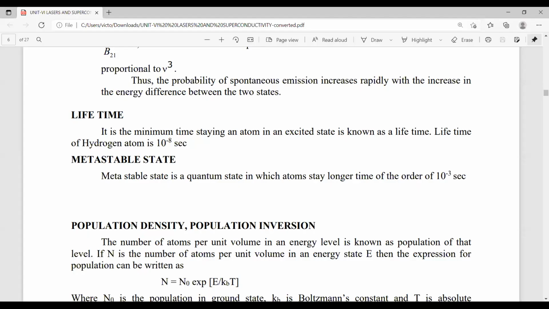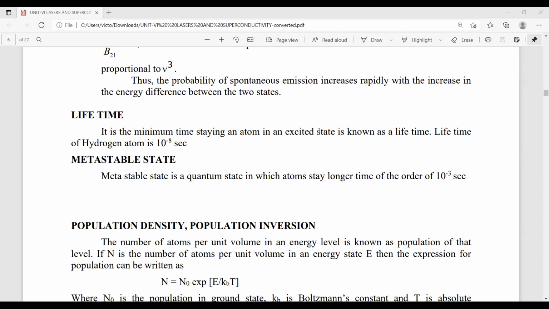In the last session, we discussed the differences between spontaneous emission and stimulated emission, and also the relation between Einstein coefficients, that is A12, B12, B21, and how they are related. So that was discussed in the last classes. Today in this session, we discuss the pumping methods. Before we discuss the pumping methods, let us know some basic definitions.